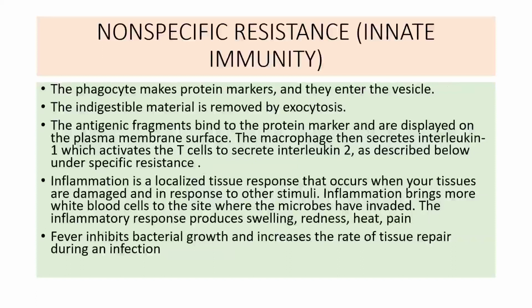Then the phagocytes are basically formed by the neutrophils as well as the monocytes. Whenever the neutrophils and monocytes are activated, they lead to the formation of phagocytes. The phagocytes are present throughout the body, and these phagocytes are also stimulated by the cytokines which are produced by the body.